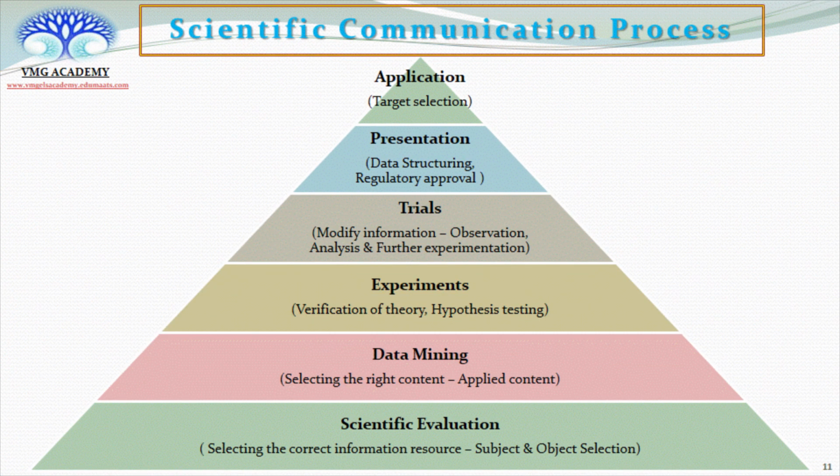Now, let us understand the scientific communication process. Given the three basic elements of scientific communication, the scientific communication process can be viewed in form of a pyramid. The base of the pyramid represents the first element, and the apex or the top of the pyramid represents the final element of the scientific communication. The scientific communication process can be broken down into several different steps. Starting from bottom to top, these are scientific evaluation, data mining, experimentation, trials, presentation, and application.